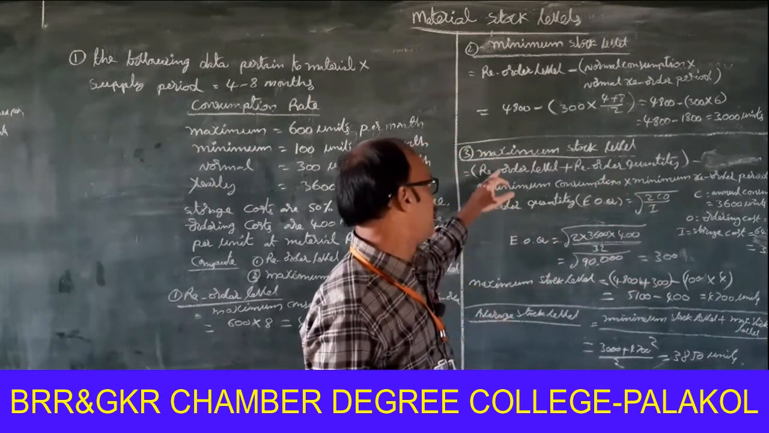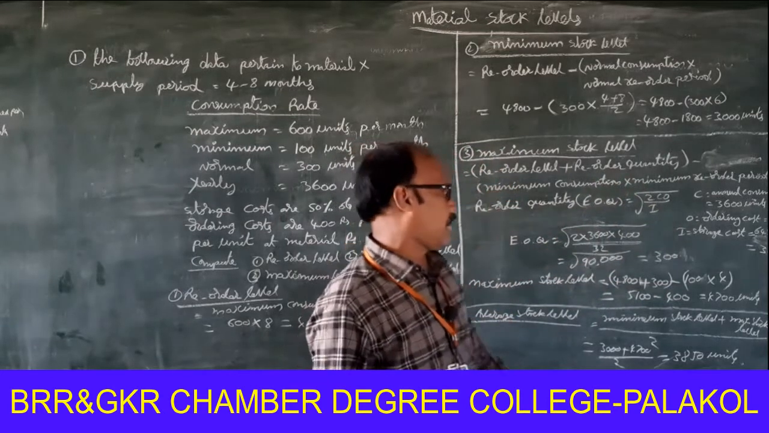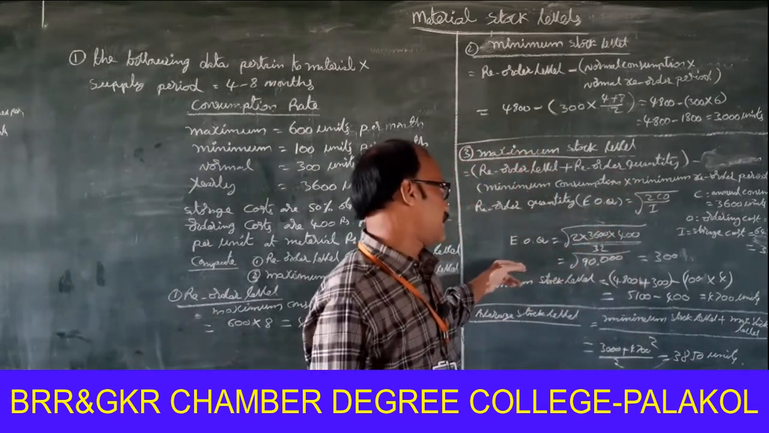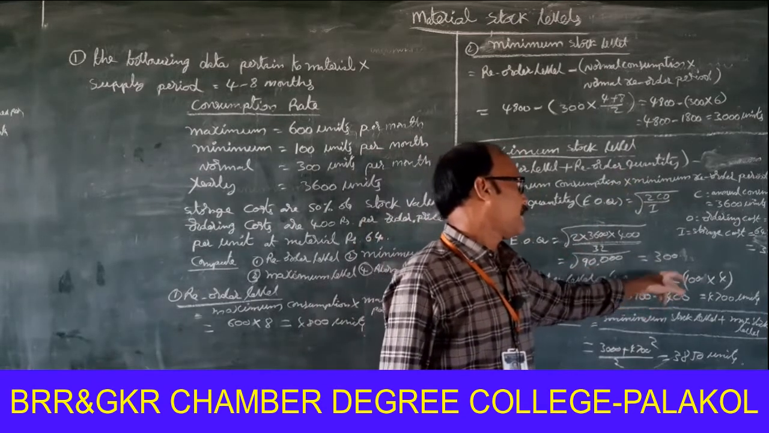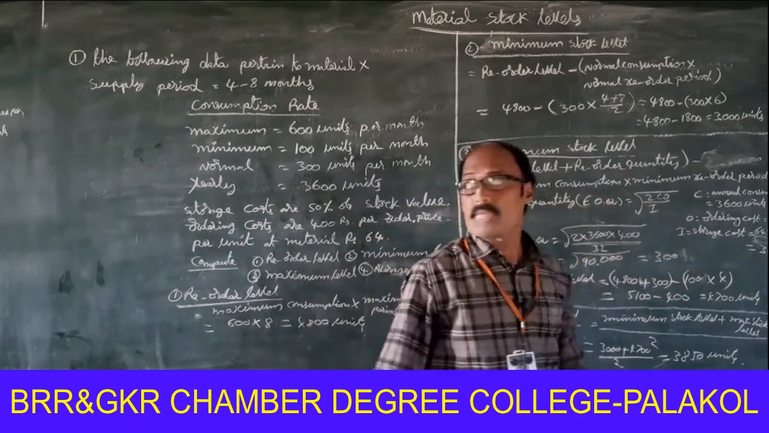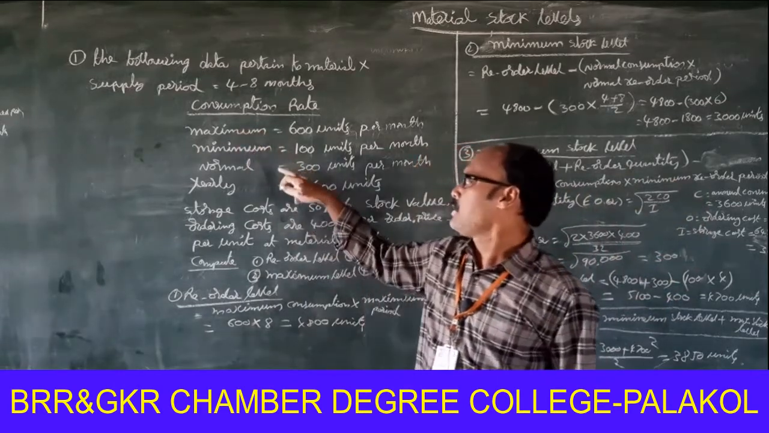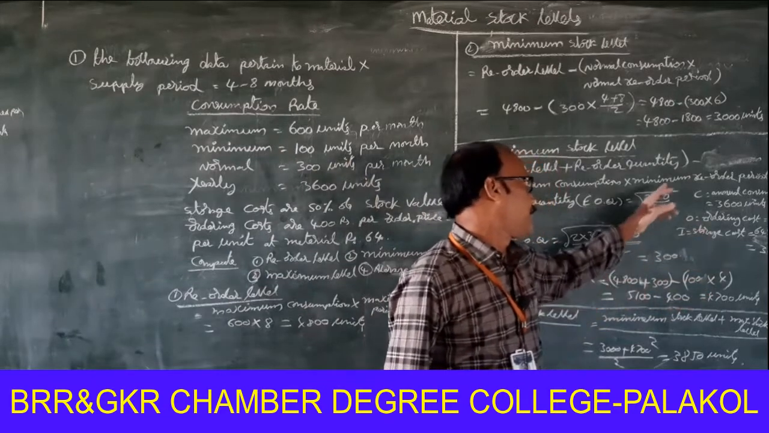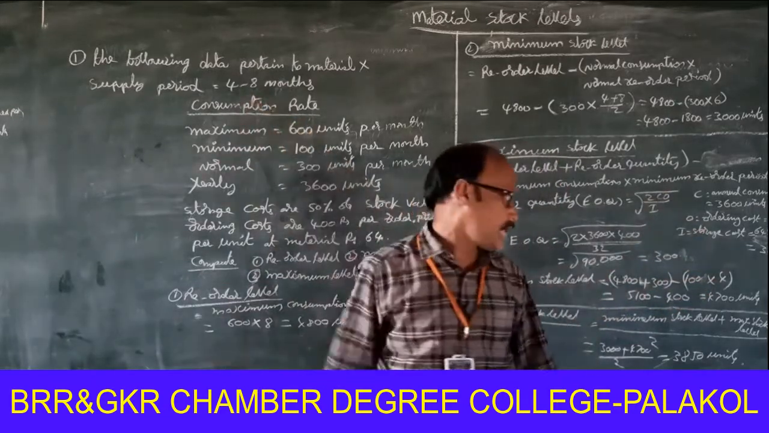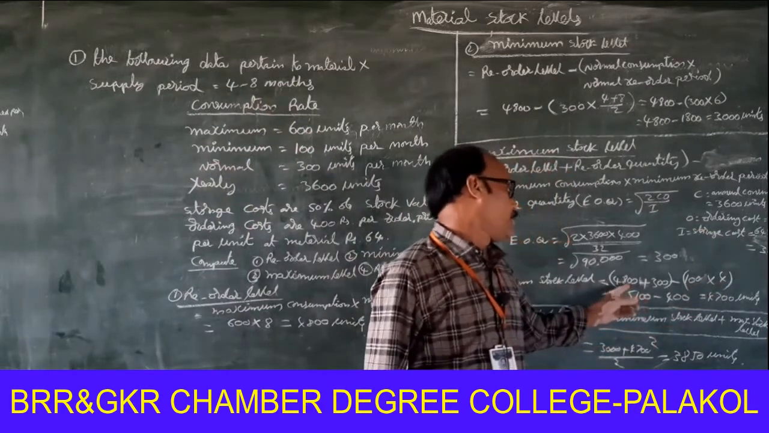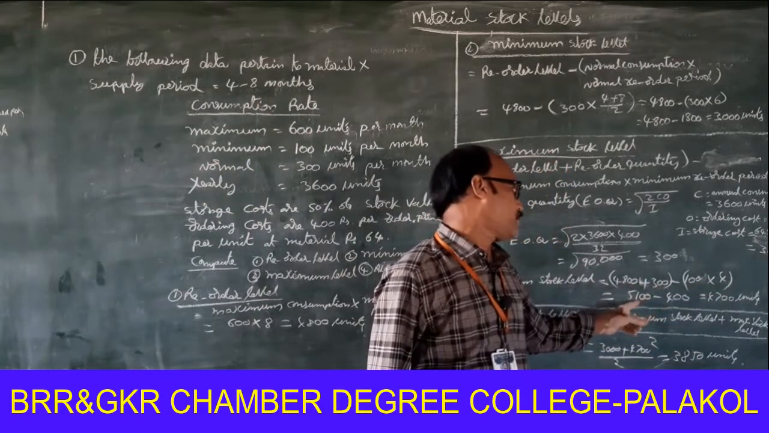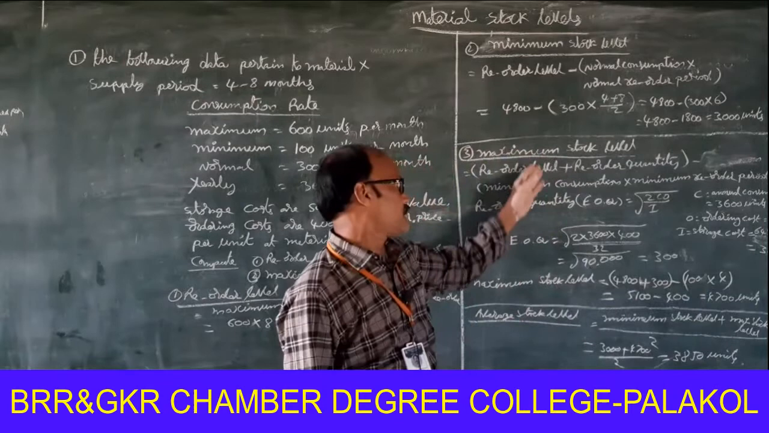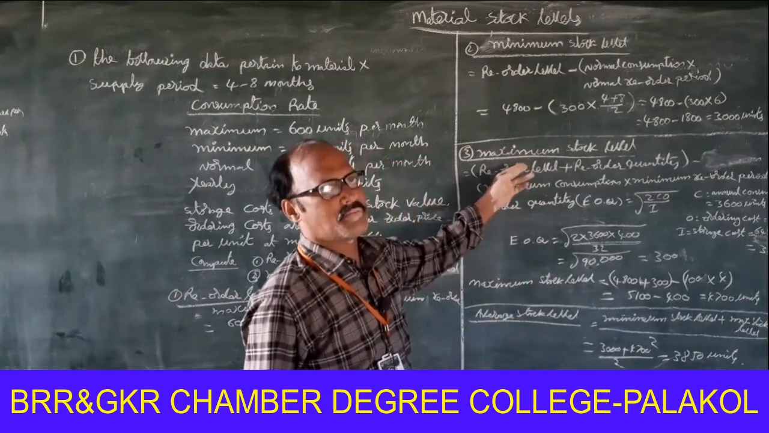Maximum stock level is equal to reorder level. How much? 4800. Reorder quantity we have already calculated, 300, minus minimum consumption. Minimum consumption is how many units here? Minimum 100 units. So 100 into minimum reorder period. Minimum reorder period 4 to 8 months, means here into 4. That is equal to 4800 plus 300, 5100 minus 400, that is equal to 4700 units. So this is the process for calculation of maximum stock level.